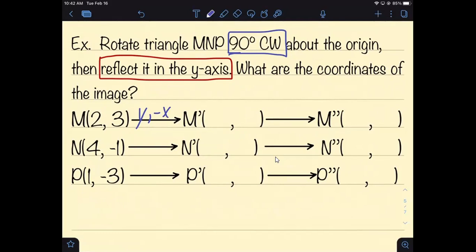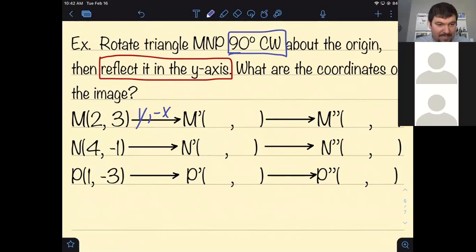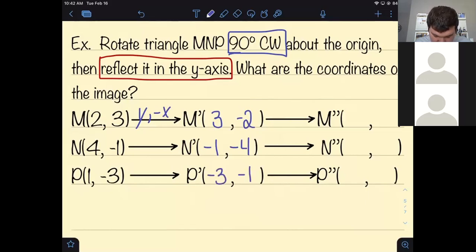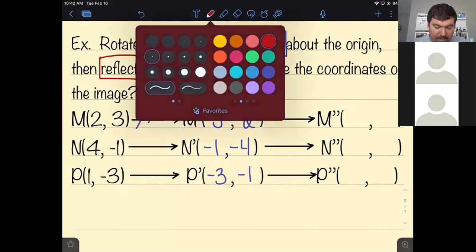So when I'm converting this, I'm going to make this a -2 and then flip it. Going to make it a -4 and then flip it. Then I'm going to make it a -1 and then flip it. Okay. Now let's do the reflection.